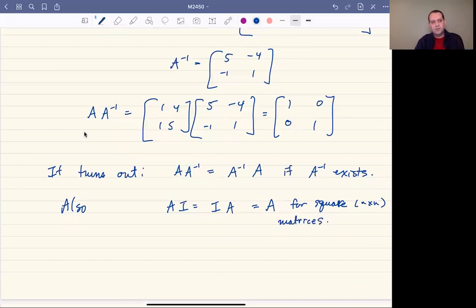Okay, so these are special matrices that do commute, and we'll talk a little bit about more matrices that also commute, either with each other or with anything else. Okay, so that is that.